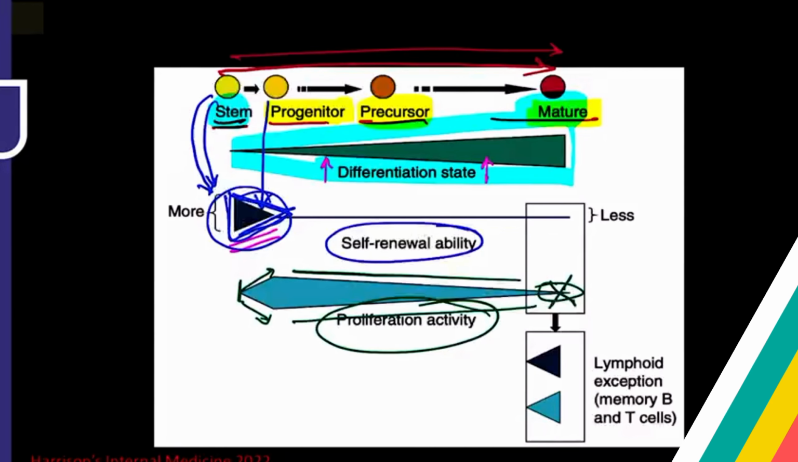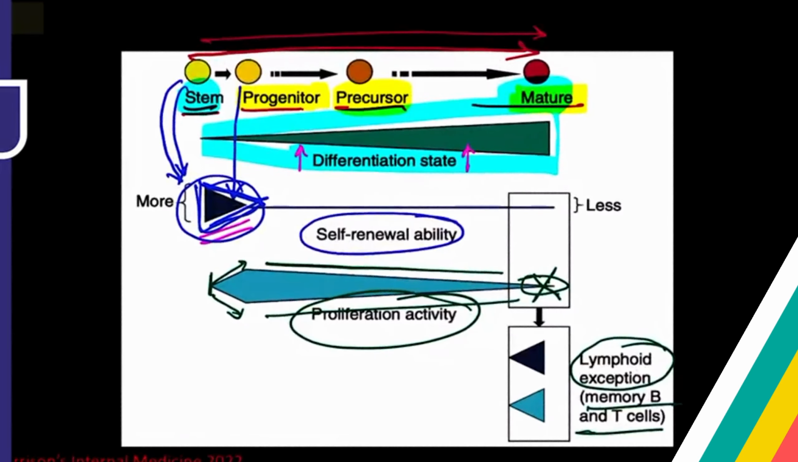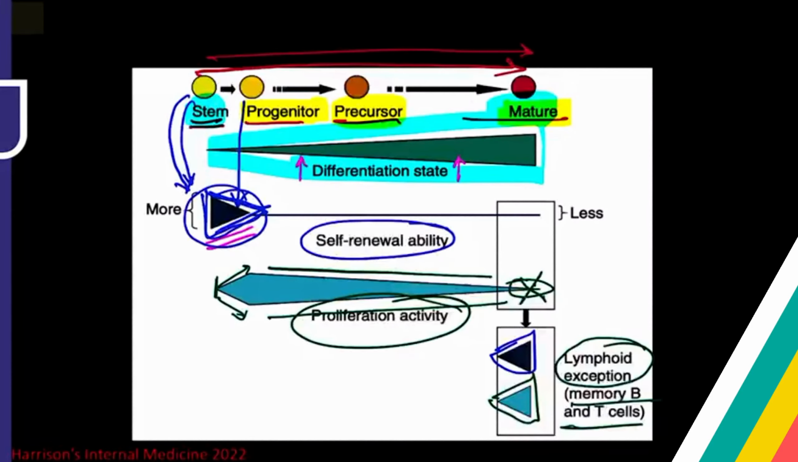Now there are two cells present in your blood, which are mature cells, but they retain proliferation capacity as well as self-renewal capacity. That is the exception to the rule, and these are the lymphocytes: memory B cell and memory T cell. All of you know they have the ability to self-renew and to proliferate whenever their memory is activated. So remember that this triangle indicates self-renewal, and this triangle is the triangle of proliferation. They have the ability for self-renewal as well as proliferation.